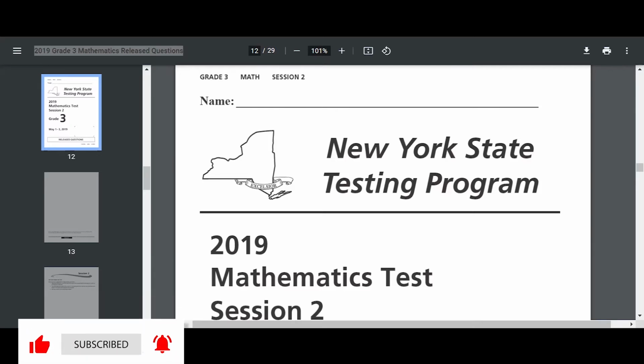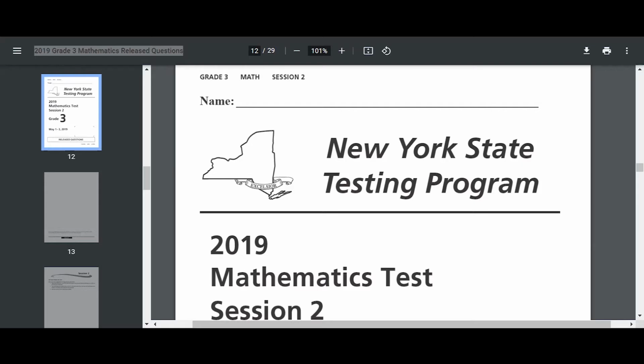Today, we'll be continuing the review session of the 2019 Grade 3 Mathematics Release questions. Today, we'll be looking at Session 2. Session 2 will be a mixture of a few multiple choice, but mostly extended response. Follow along as we look over the New York State test program.